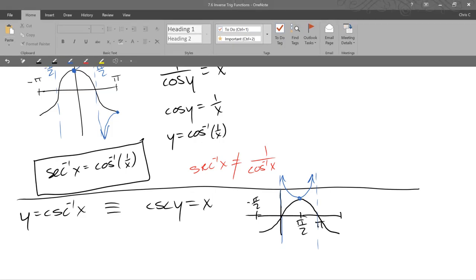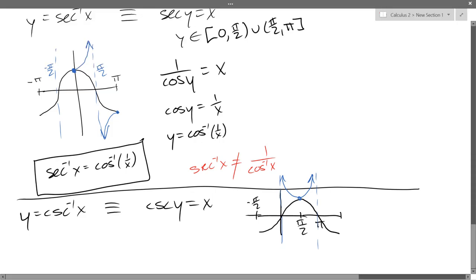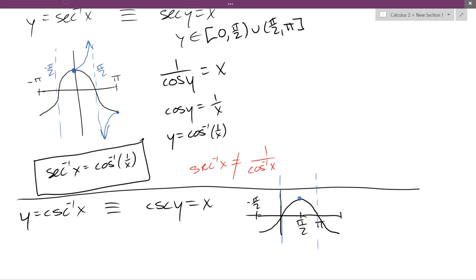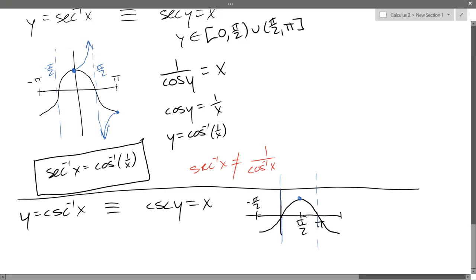And now we're going to go down to the cosecant. We're going to be way more careful this time. And we're going to choose, so we're at pi over 2. I'm going to choose the left part of this here because I want to get closer to zero. I want to get right around zero. So instead of going with the right part, I'm going to go with the left part.